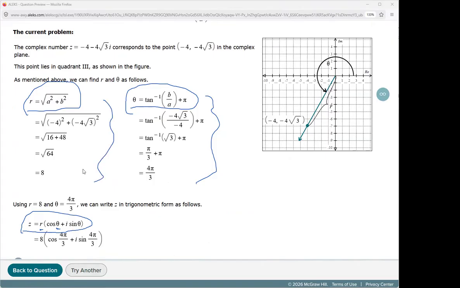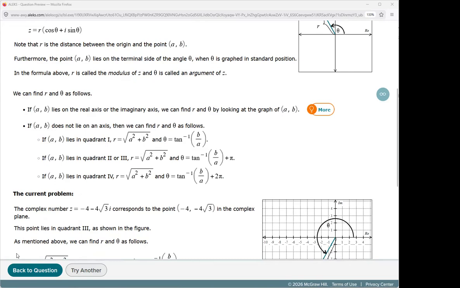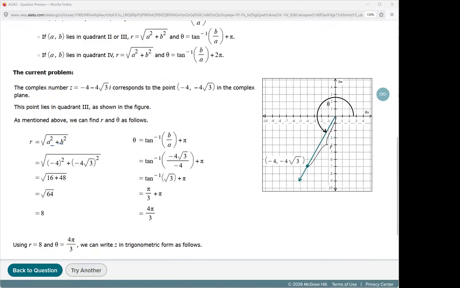So to find it, we have to do this work here and here. We'll do that in just a minute. The only thing I need you to know is that there are different ways to find theta depending on where a and b are located. So you should plot what you're given. -4 is the real part, so that would be out here. And then -4√3. You're going to use a calculator for this. Get some decimal. That's about 7, not quite.